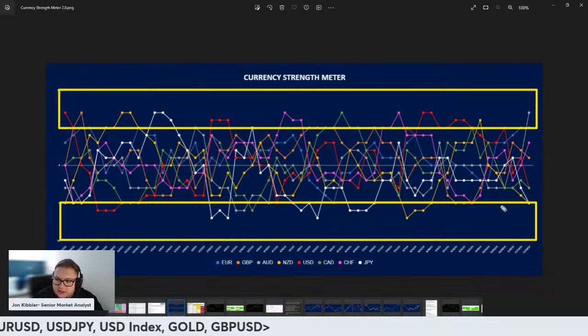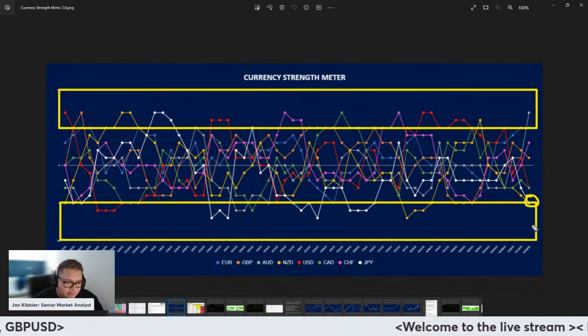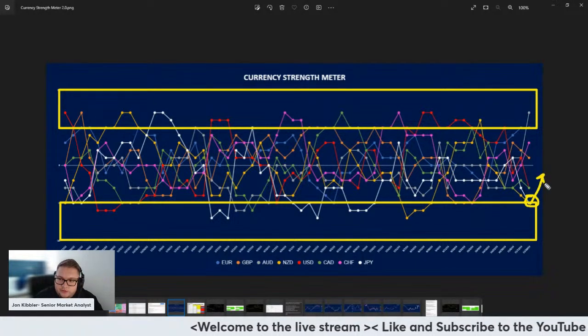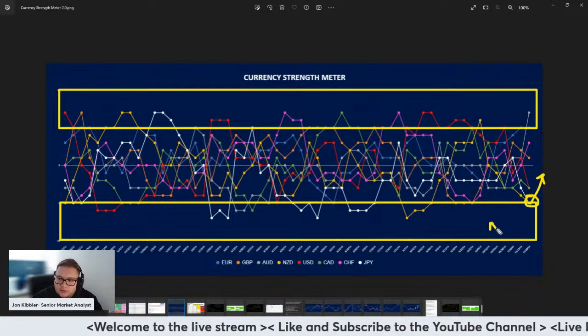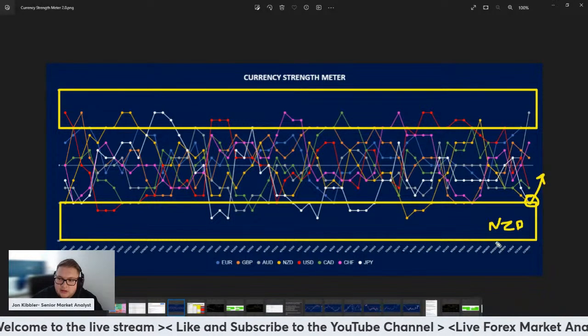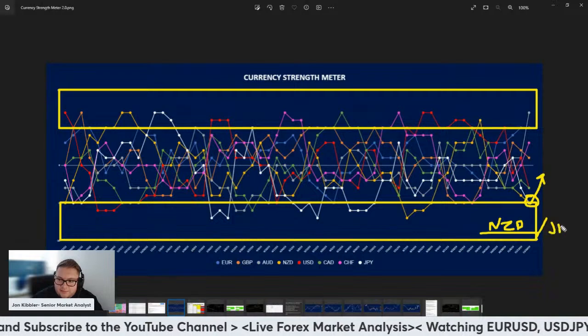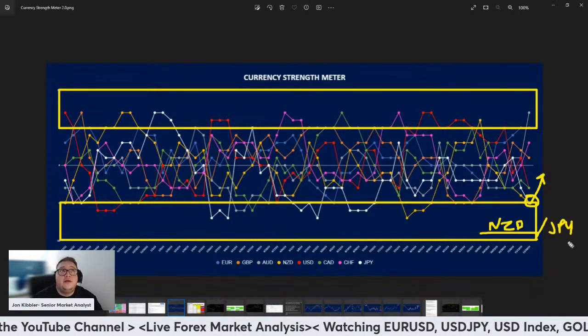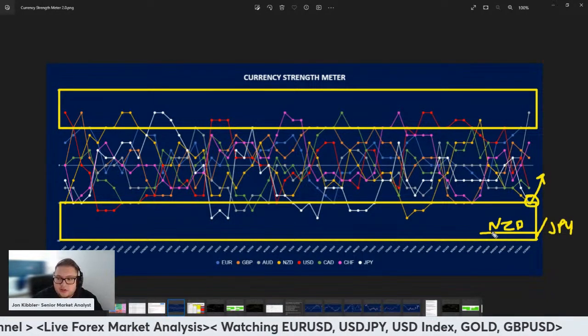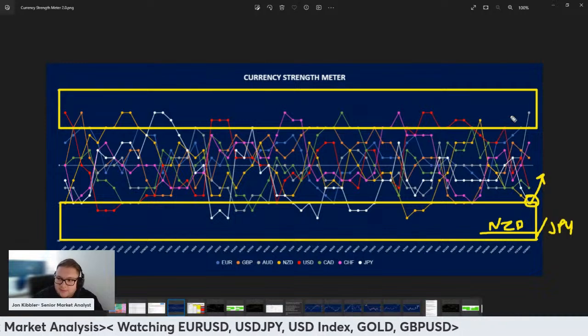So for instance, I can see that Kiwi and yen are entering this area here where I can expect now the potential for them to get stronger. So that's why I'm looking at the potential for Kiwi to get stronger. I'm also looking for the potential for yen to get a little bit stronger at the moment, which has been happening. Yen has been getting stronger this past week.